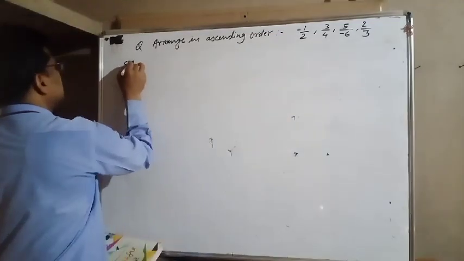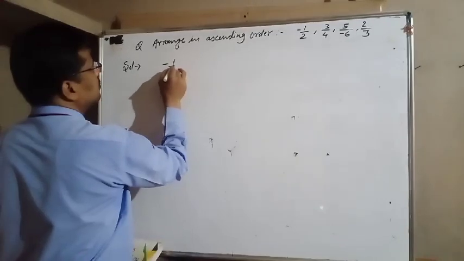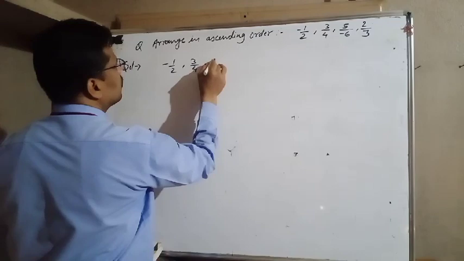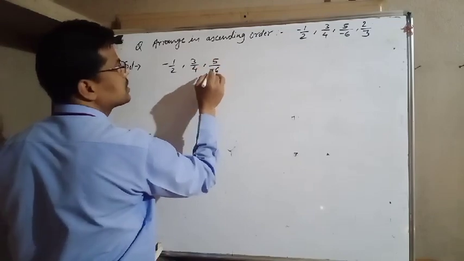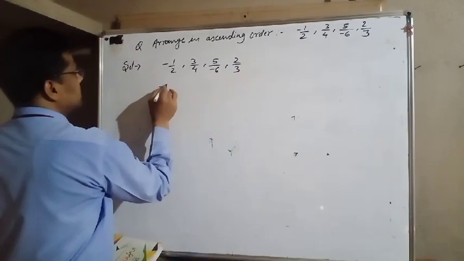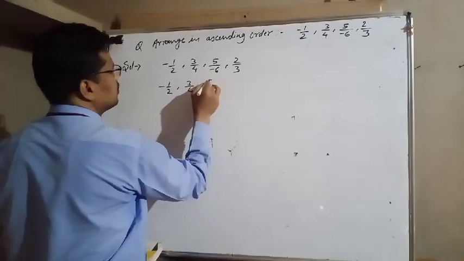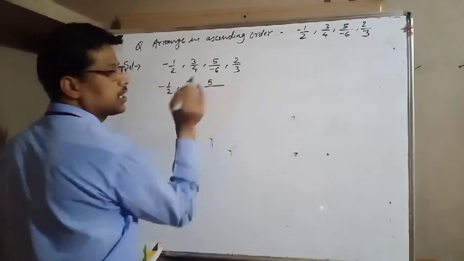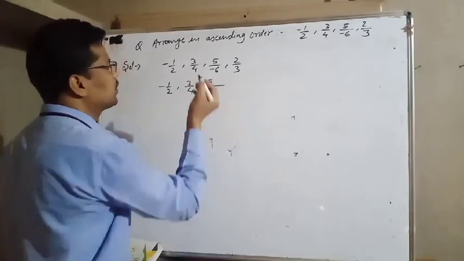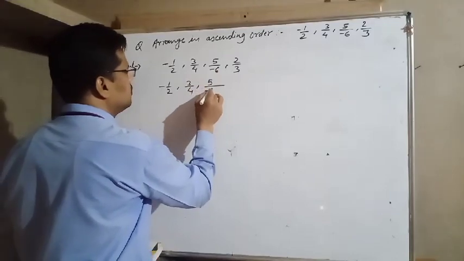Let's see. First we write the rational numbers as they are: minus 1 upon 2, 3 upon 4, 5 upon minus 6, and 2 upon 3. If we make it positive, minus 1 upon 2 will come as it is, 3 upon 4 as well. If we want, directly also you can write. It depends on your choice. There are many students who don't know how to make it positive. For those, I am multiplying here.